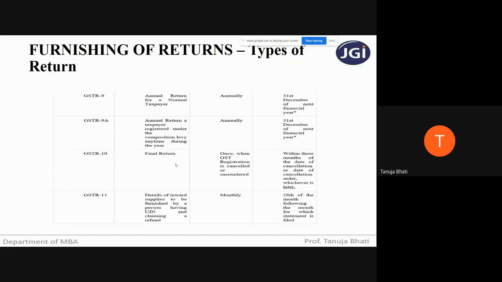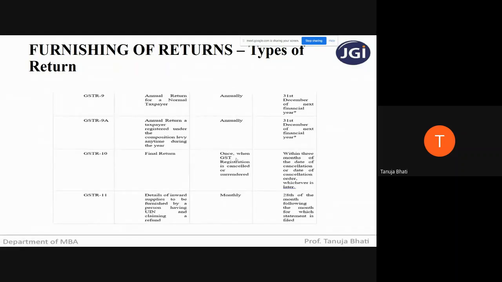So when my GST certificate is cancelled, whatever sales I have made during that particular period of cancellation, I will show in the final return. Final return is my last return that I have to file.